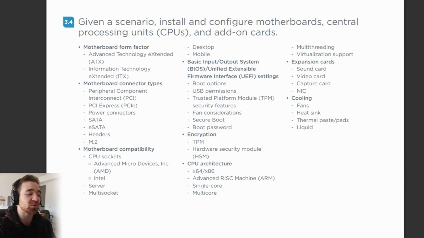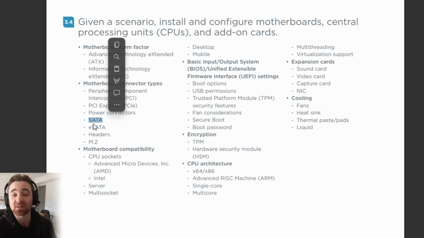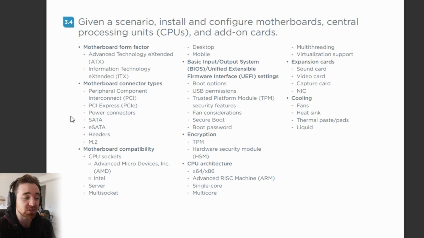And that one came from exam objective 3.4. Given a scenario, install and configure motherboards, central processing units, and add-on cards. And here we have motherboard connector types. You've got to know about SATA. And you'll notice that is only one small component from everything we need to know. So it gives an idea as to the scope of this exam, which is why I highly recommend getting a resource that lets you break it down into these individual components. So with that being said, let's go ahead and move on to the next question.